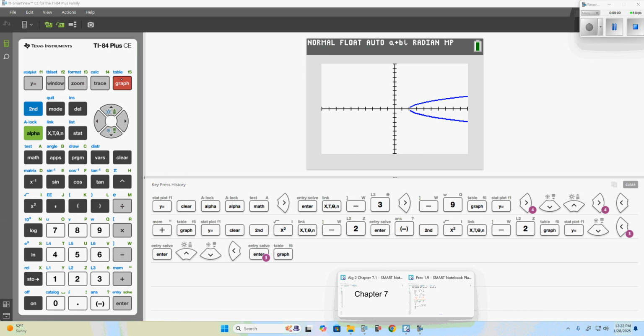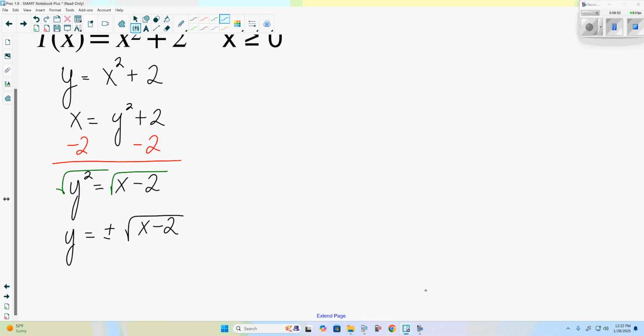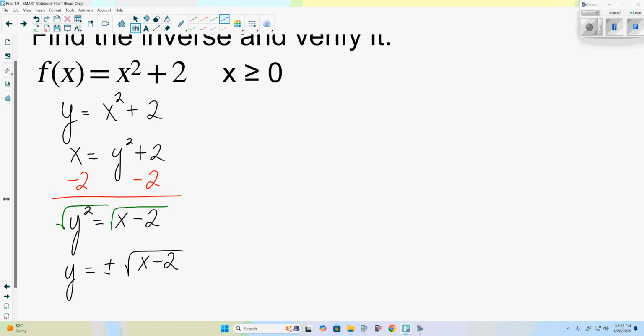So really, this is not a function. So x squared plus 2 doesn't have an inverse as a function itself. So we put a restriction on it. We're saying for when x is greater than or equal to 0, all the values for x when it's greater than 0. So all this is saying our domain, the x values, have to be what? Greater than or equal to 0.